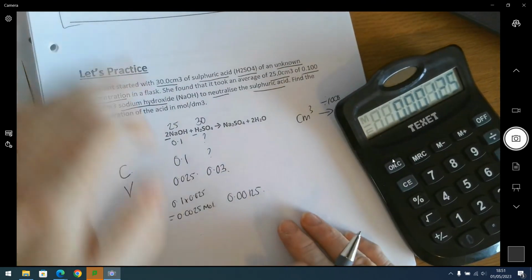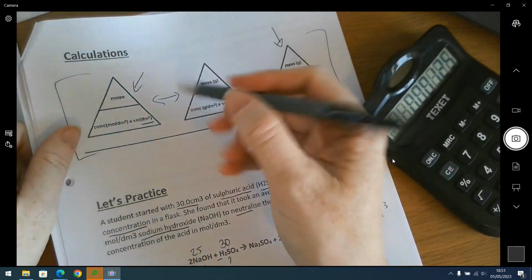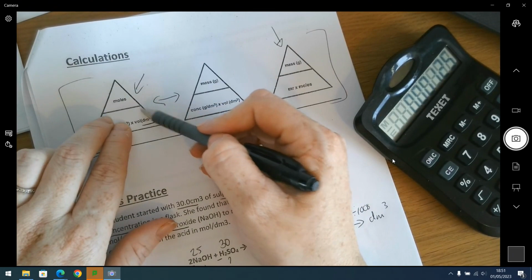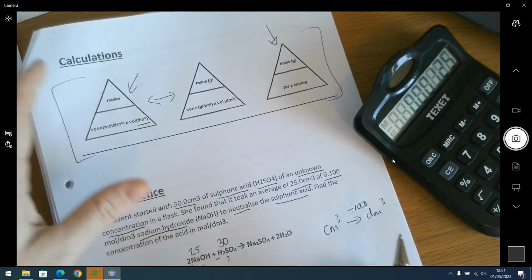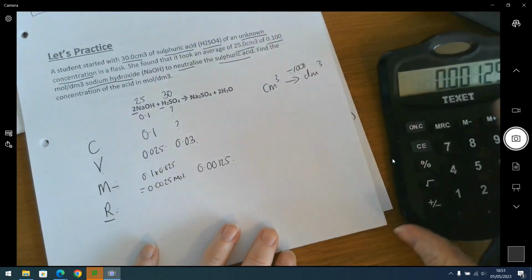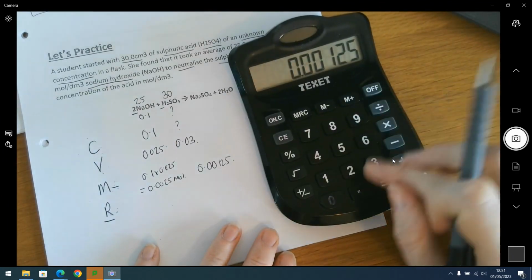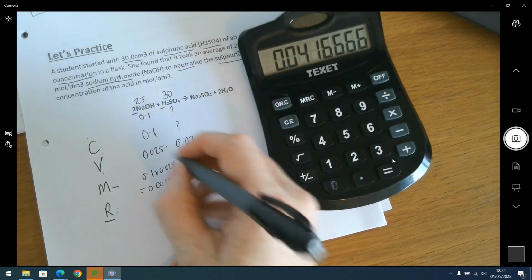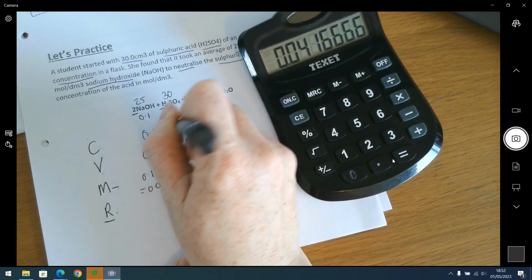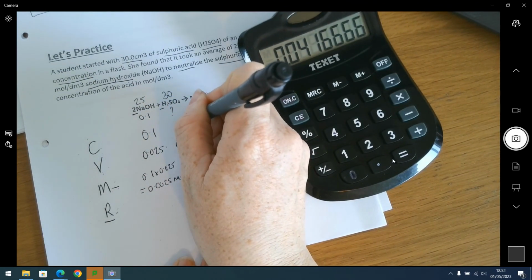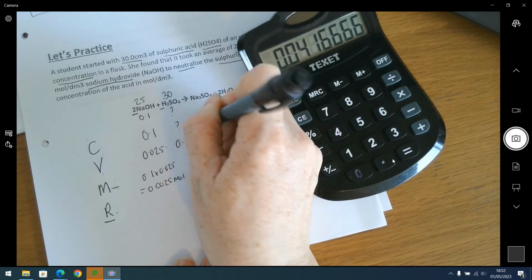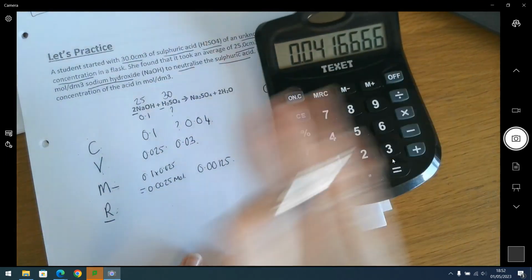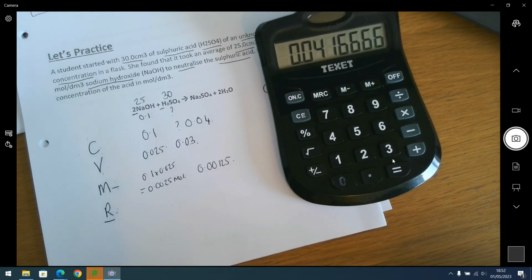So now I can work out the concentration, because concentration is moles divided by volume, and the volume has to be in decimetres cubed. So I take my moles value and I divide it by the volume, which I've already got from the question, and I can see that my concentration of sulfuric acid would have been 0.04. Okay, and again, they might ask you to do it to 3 significant figures, but I'm just going to do it to there to show you exactly how you do it.